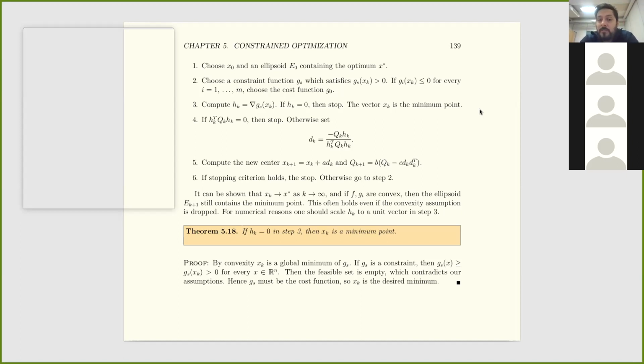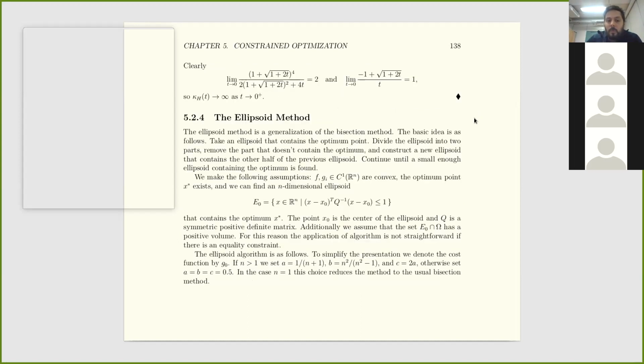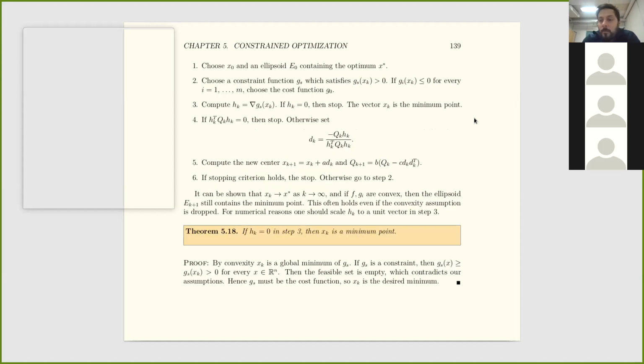Remember that q is positive definite, so minus q times hk is going to be a descent direction, and we're normalizing it like this. And a, our step length, if you look at the way this a was defined, is getting smaller and smaller. So we are moving by smaller and smaller steps towards the optimum. And the theorem here is that given these assumptions we made, if ever hk is 0, then we have found a minimum point.